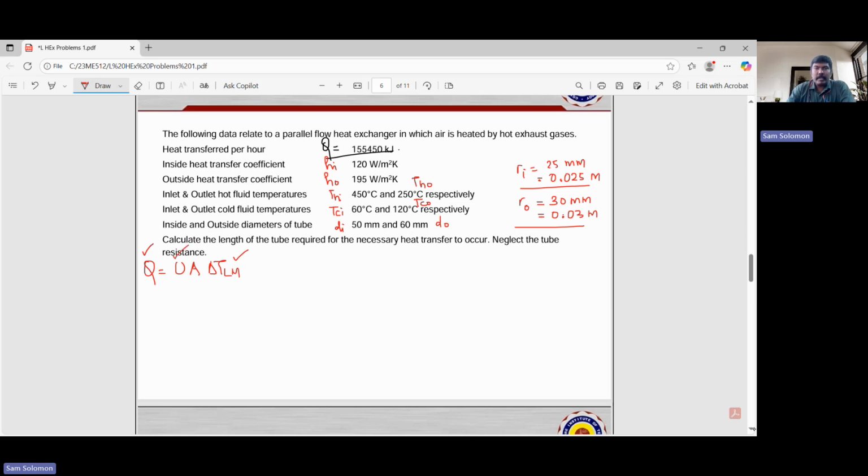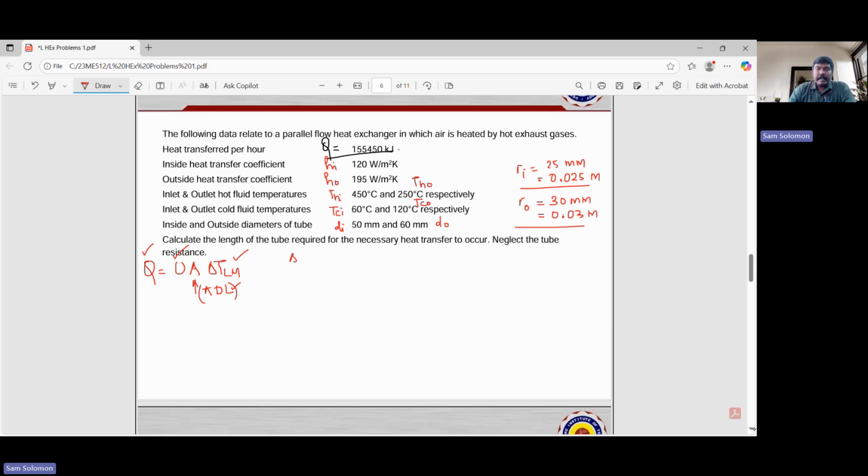So using this, you will be able to get the value of the overall heat transfer coefficient. Q need not be found out. The value is given straight away, 155,450 kilojoule. So this area is nothing but pi times d l. That is the circumferential area of the tube. So that is going to be pi dl, where d is going to be the outer diameter of the tube. And so you will be able to calculate the value of L.